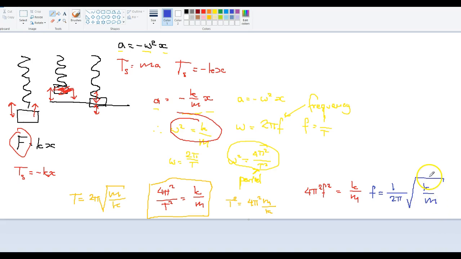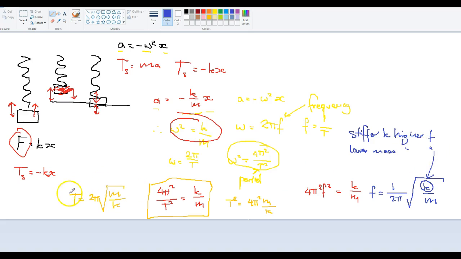Let's just look at this very quickly and just see what the impact here is. Remember what K is. K is the spring constant. So the stiffer the spring constant, the higher the frequency. The lower the mass, the higher the frequency.